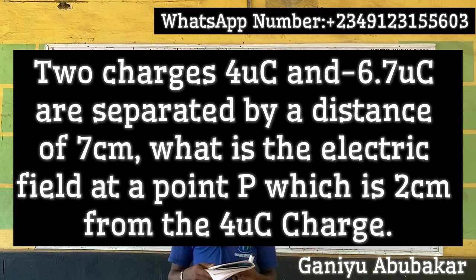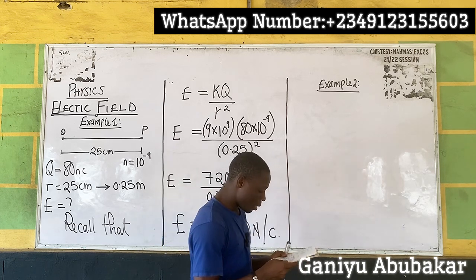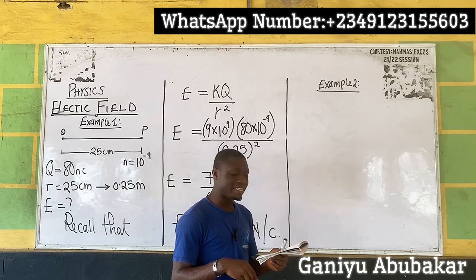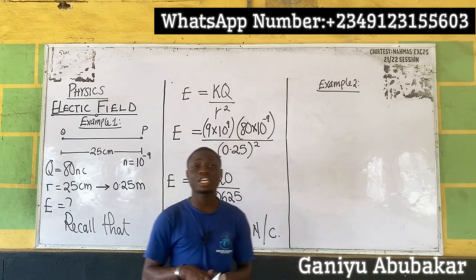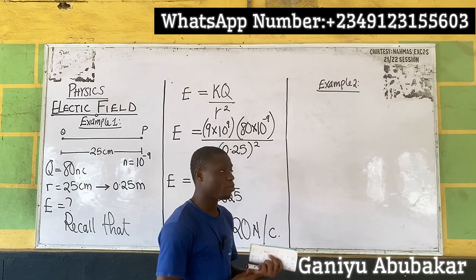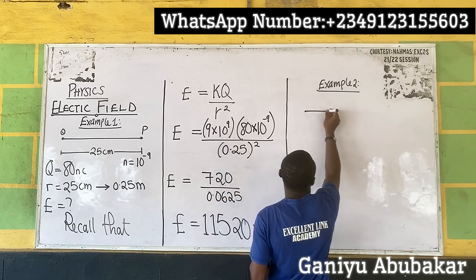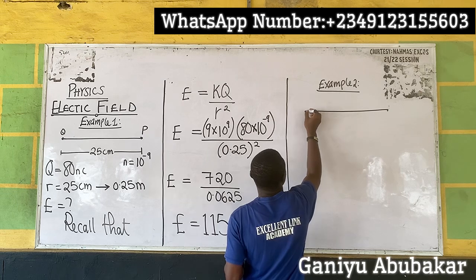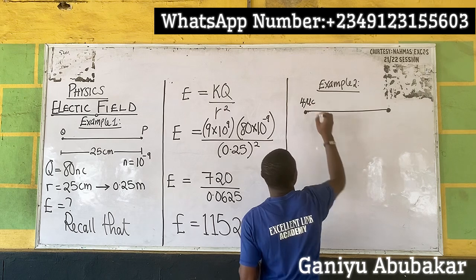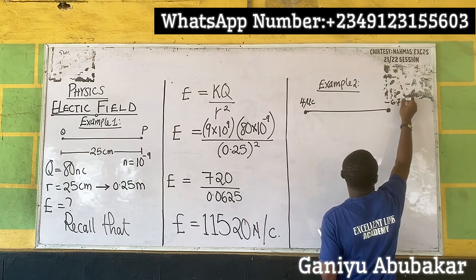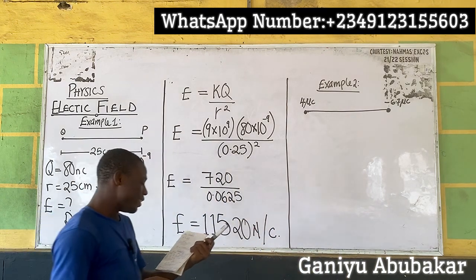All right, let's get this question done, please. It says two charges, 4 microcoulomb and minus 6.7 microcoulomb. First, try to sketch out your diagram, very important. So sketching a diagram, I'll have something of this nature: this point gives 4 microcoulomb and this one minus 6.7 microcoulomb. Next, they are separated by a distance of 7 cm.